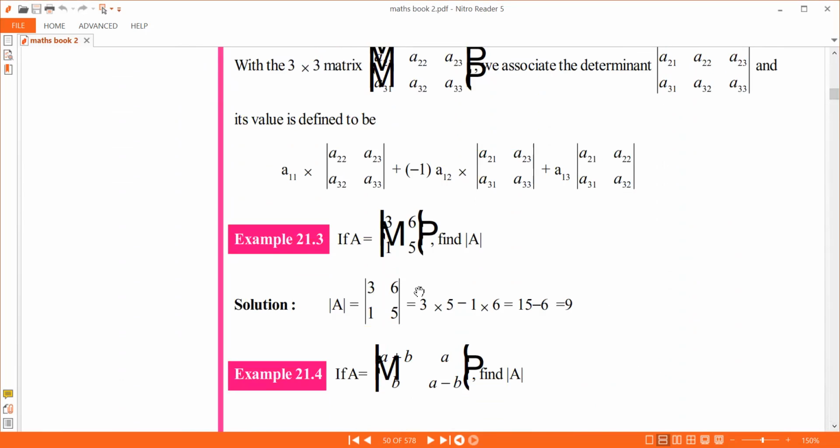So this is straightforward once again. A is 3 6 1 5. You have to find the determinant of A. They have done it. So A plus B, A minus B, find det A. See, the product is (A plus B) times (A minus B) minus AB. This becomes A square minus B square minus AB. So that's the answer.